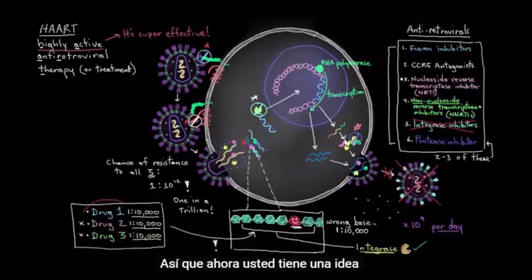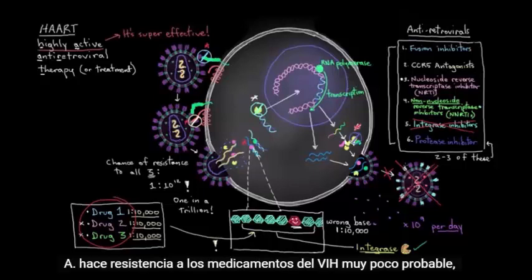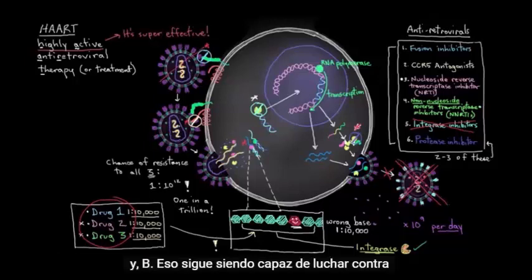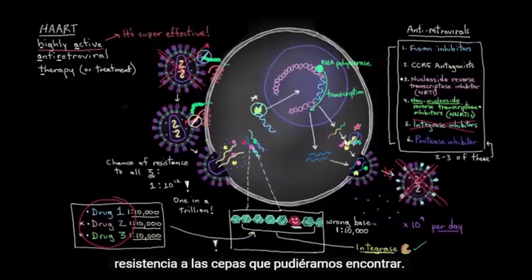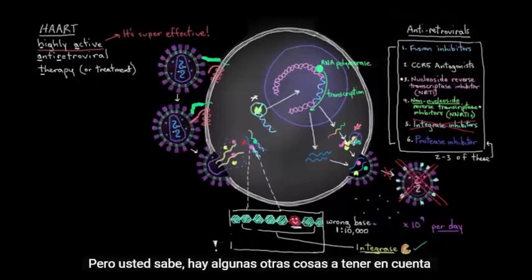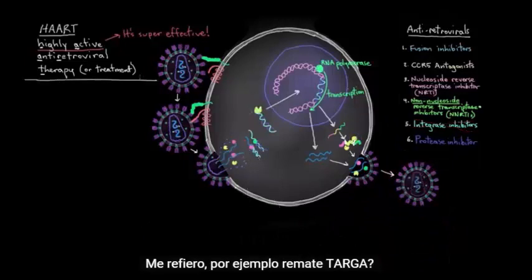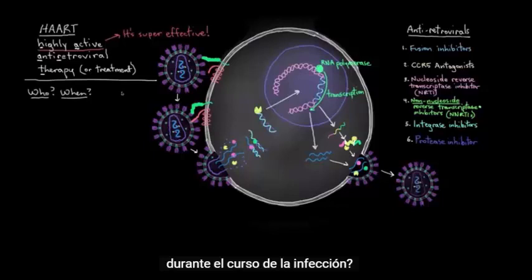So now you have an idea of what HAART is. A drug cocktail. 2 to 3 different types of drugs all taken together that A, makes drug resistance by HIV really unlikely, and B, that's still able to fight off resistant strains that we might encounter. But there's a few other things to consider with HAART. For example, who gets HAART? And when is it prescribed during the course of the infection? And how do you sort of take it? Is it a bunch of pills?